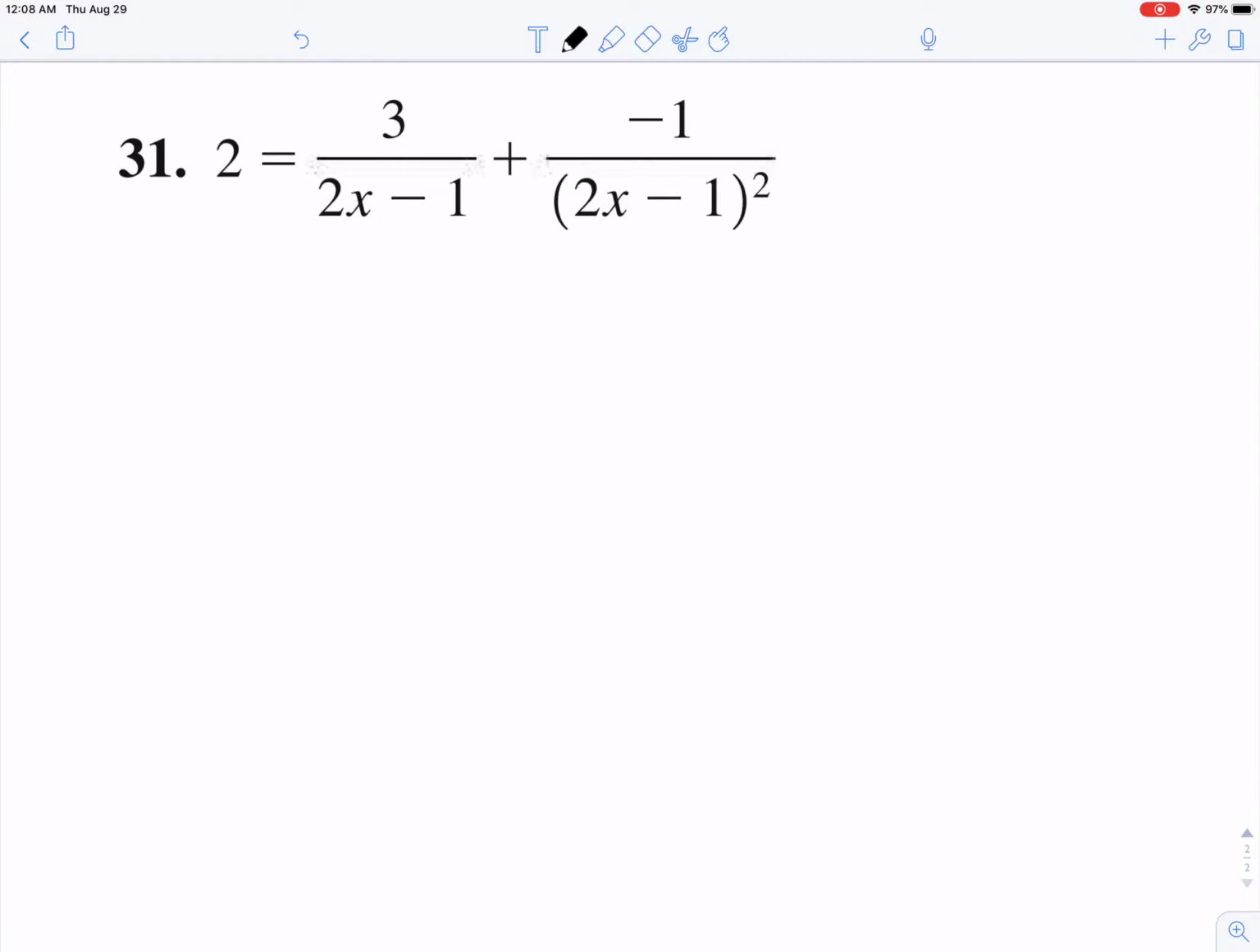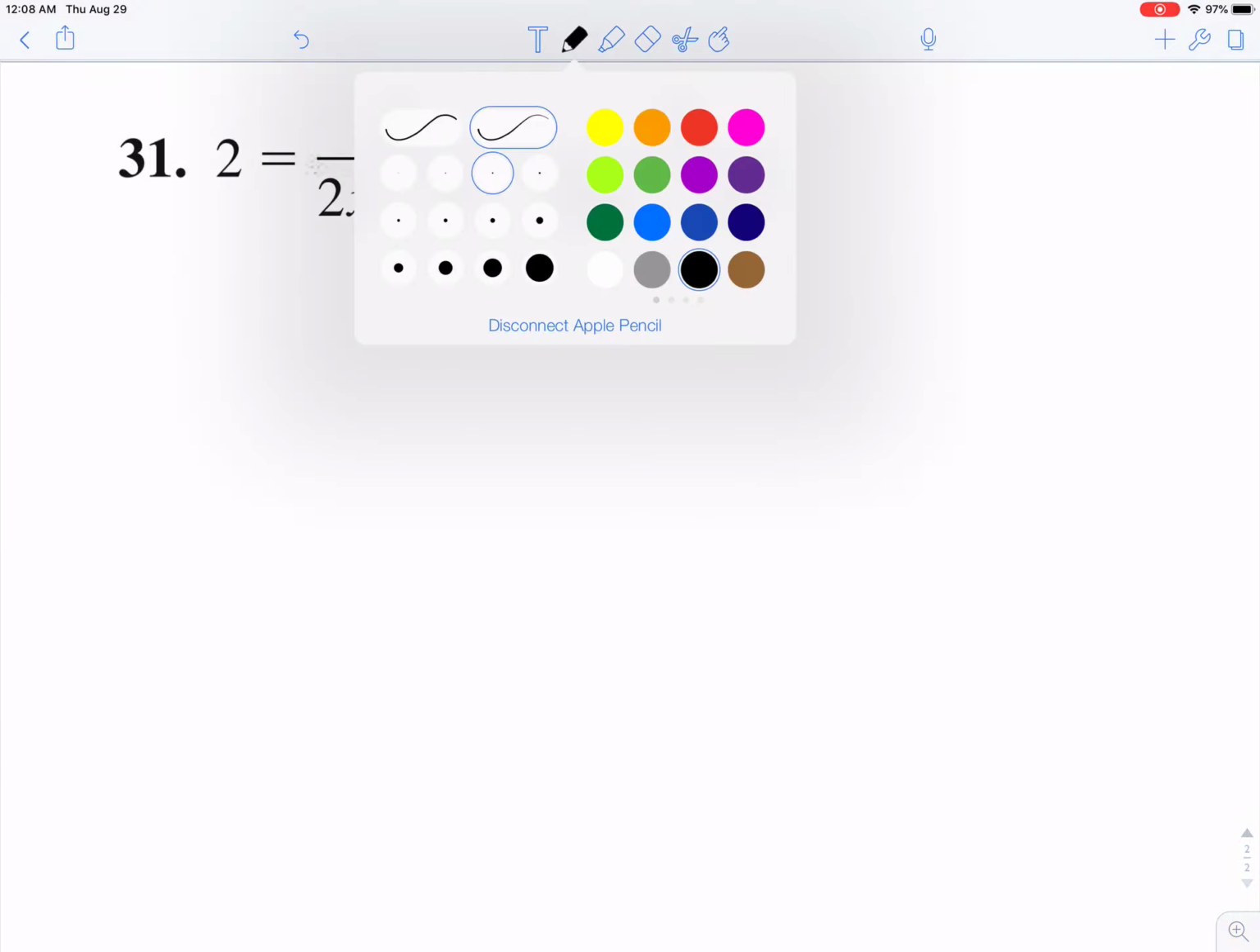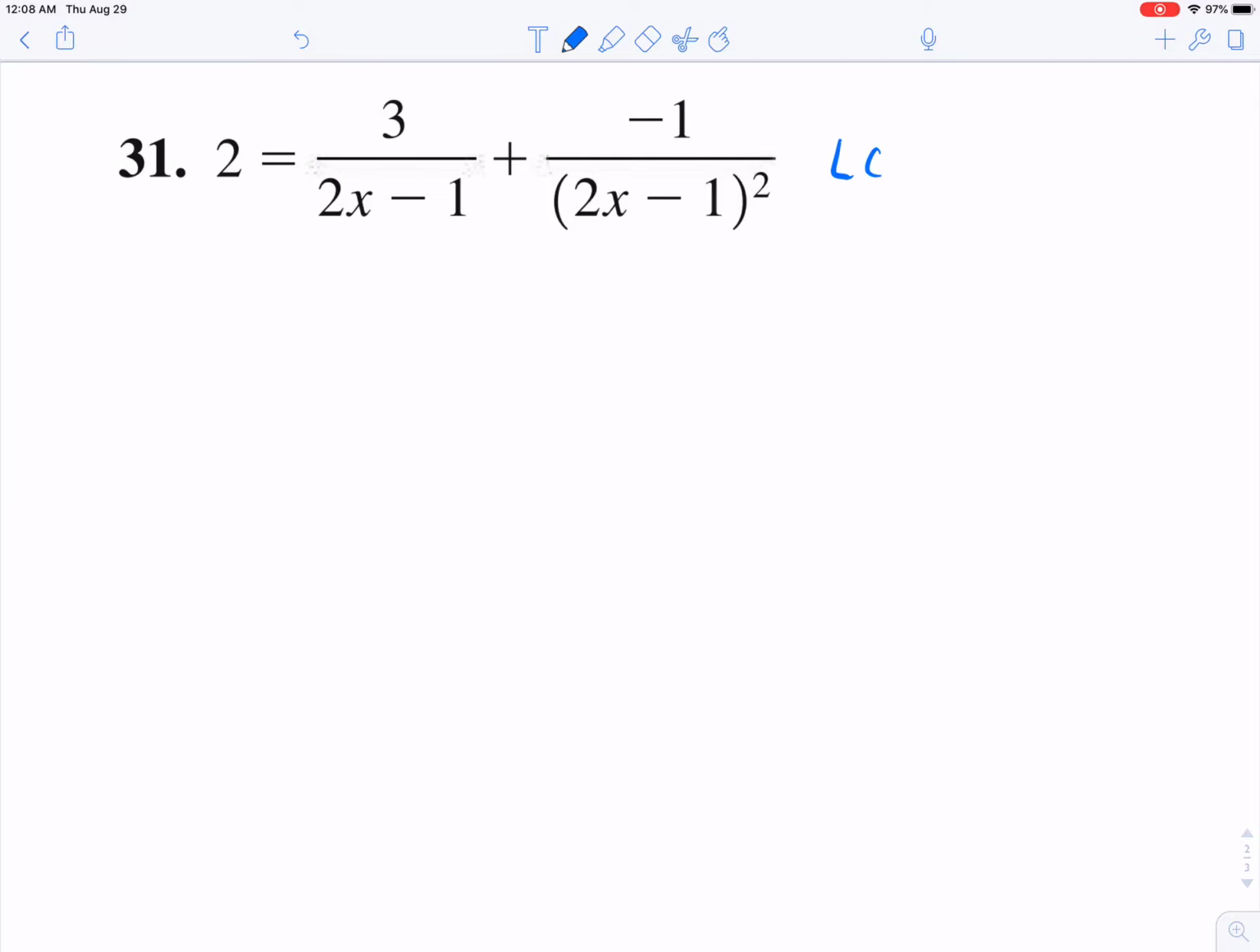We're asked to solve this rational equation. So something like this, we want to multiply the left and the right by the LCD. If we look at the denominators, they both have the 2x minus 1, so that's the factor that we need. We want to take the denominator with the highest exponent of 2x minus 1. So the LCD in this case is going to be the 2x minus 1 squared.